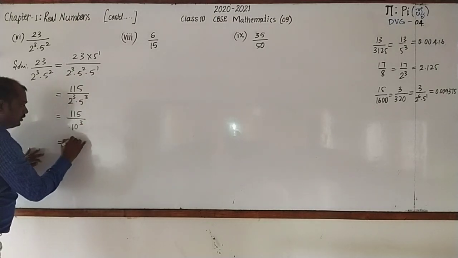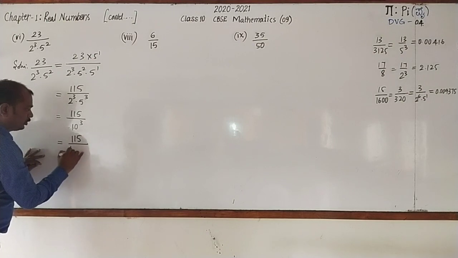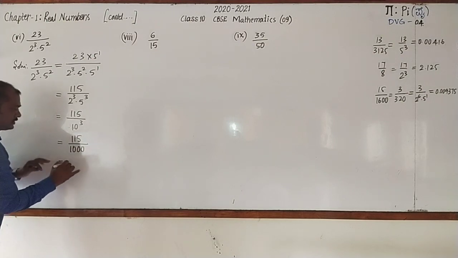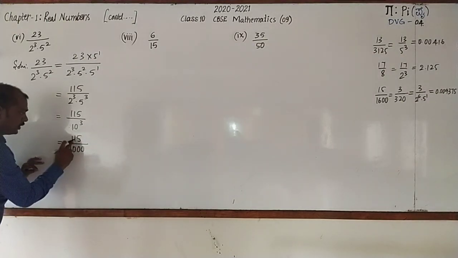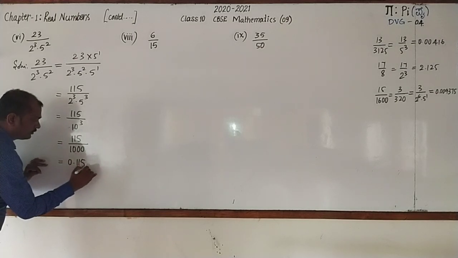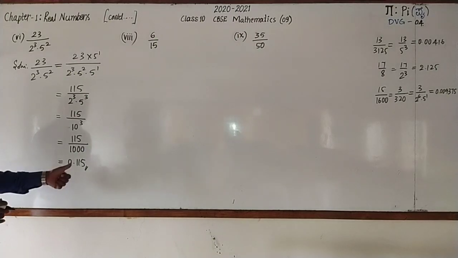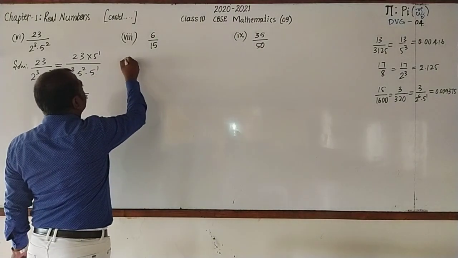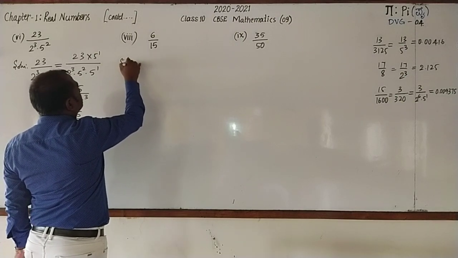It is equal to 115 by 10 cube, meaning 1 after 3 zeros. Now 1, 2, 3, three digits, next 0.115. This is the decimal expansion and it is terminating. Clear?